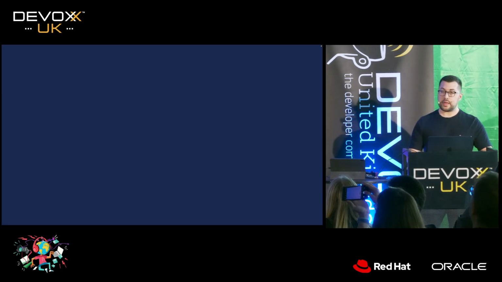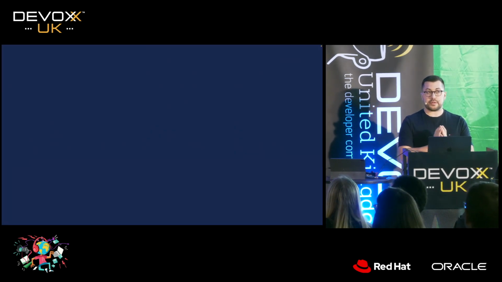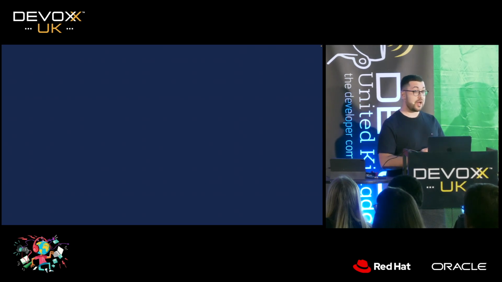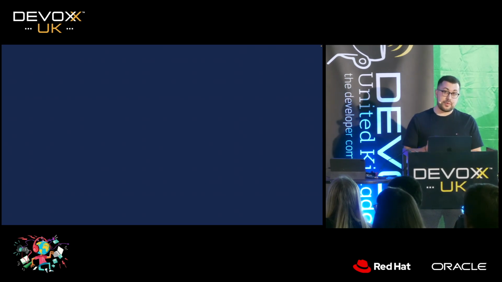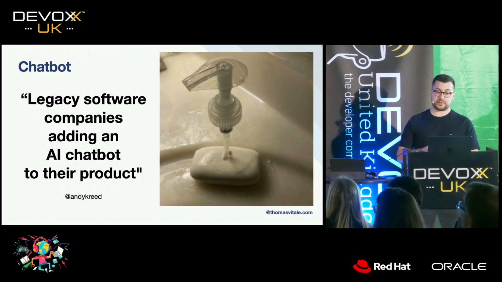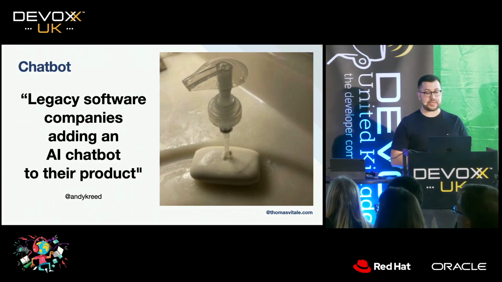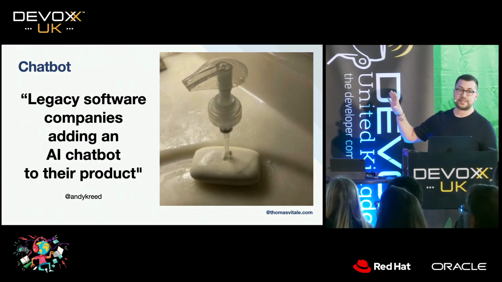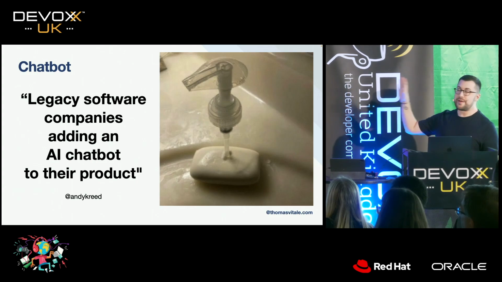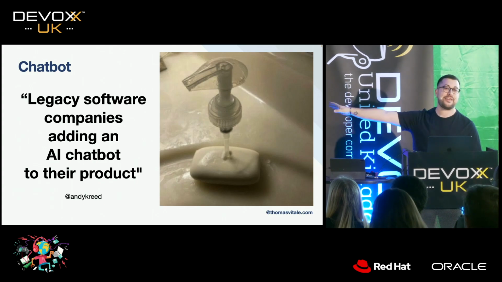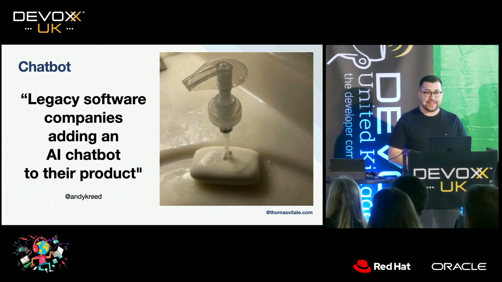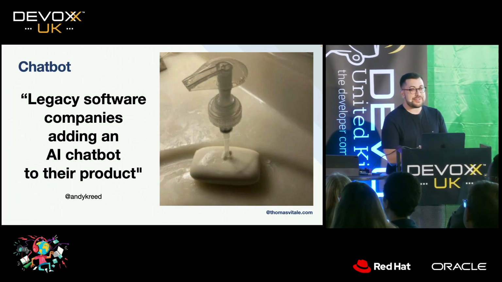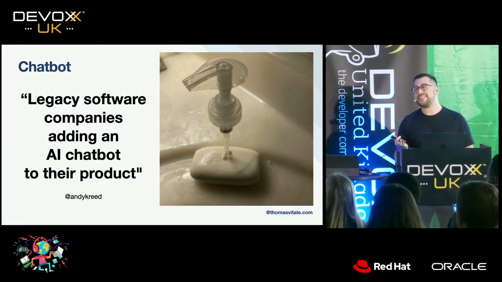All right, where do we start introducing generative AI into an existing application? You might have asked yourself the same question at some point with one of your existing apps running in production, and maybe you're thinking, how about a chatbot? This is legacy software companies adding an AI chatbot to their product. It happens so many times. I love this picture. You see chatbots just being introduced everywhere, even if it doesn't make sense.